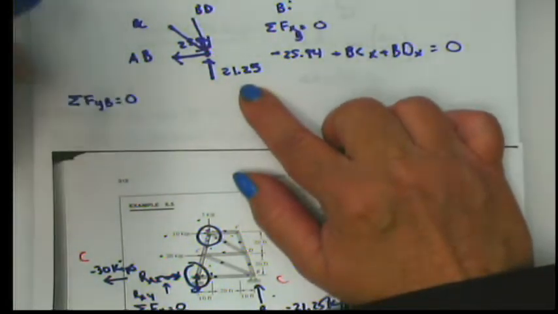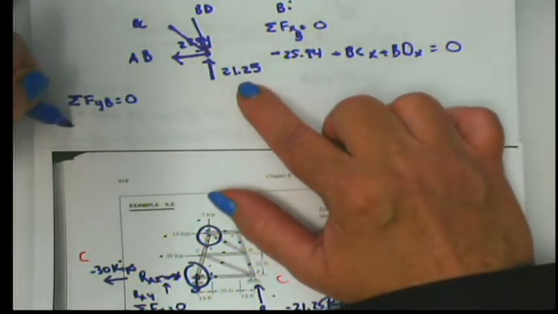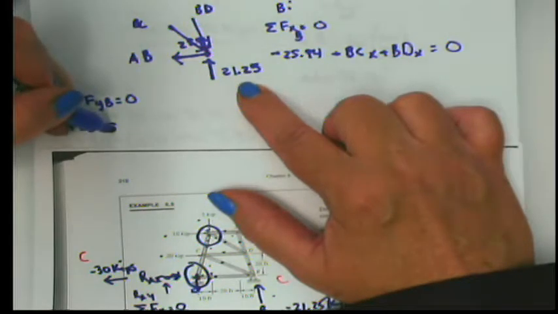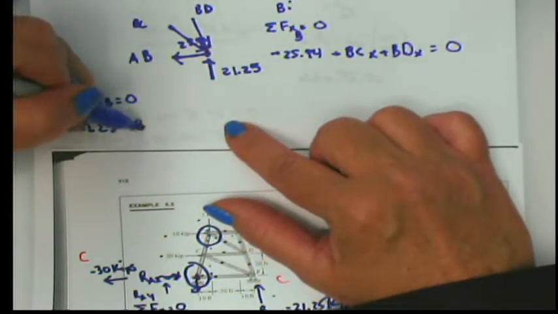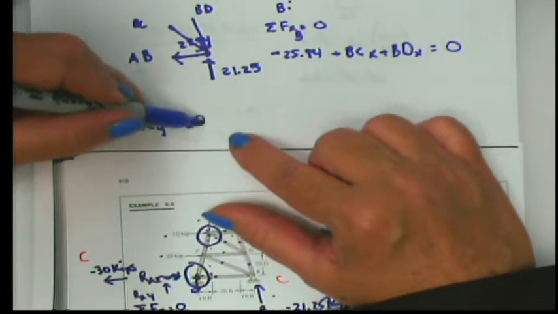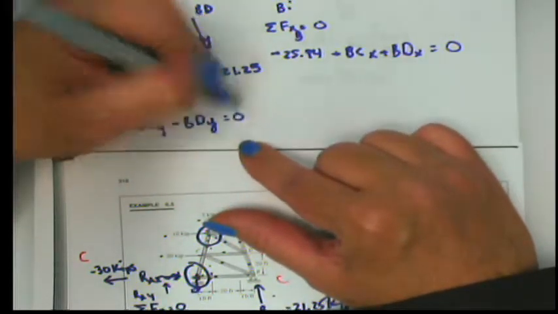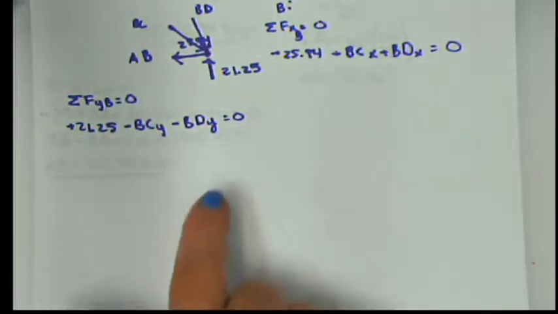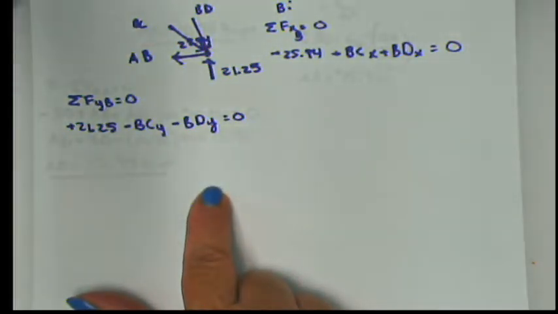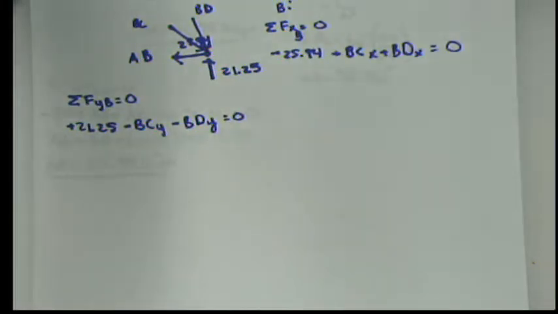And in the y direction, AB has no component in the y direction. So we just have a positive 21.25, which is my reaction. Then we have negative BC in the y direction minus BD in the y direction, according to my picture, equals 0. So I have two equations and two unknowns, but we don't have one isolated in an equation. So that means we're going to have to get our geometry, get our trig, get our angles. They're two different angles. And then we're going to have to solve them simultaneously to get BD and BC. Or we can solve for BC and substitute it in, or whatever technique we'd like to use.